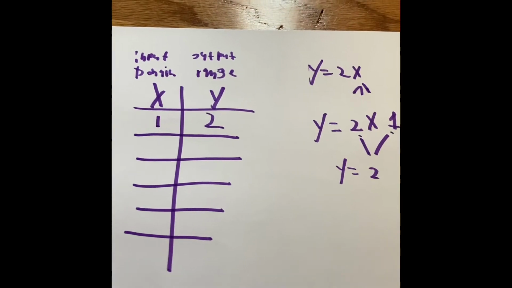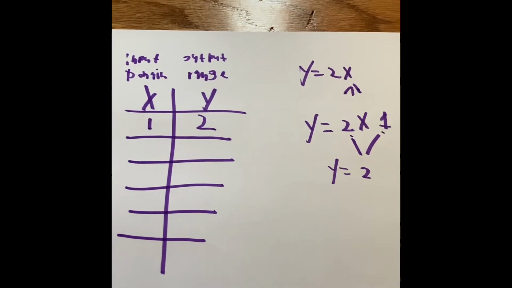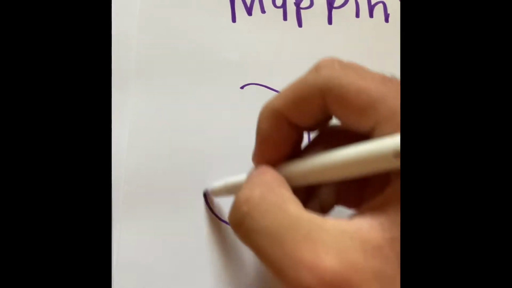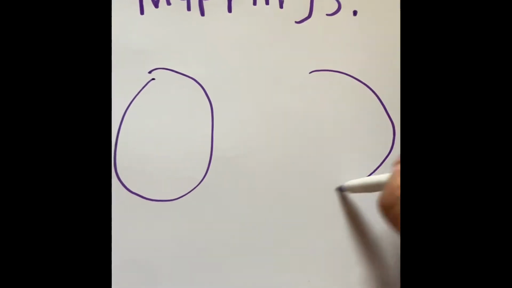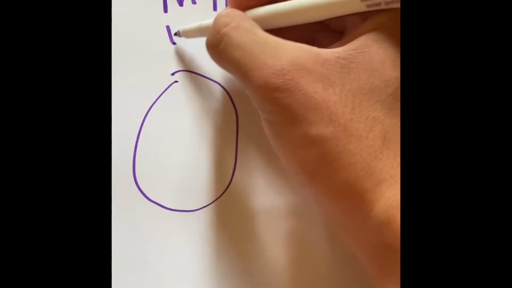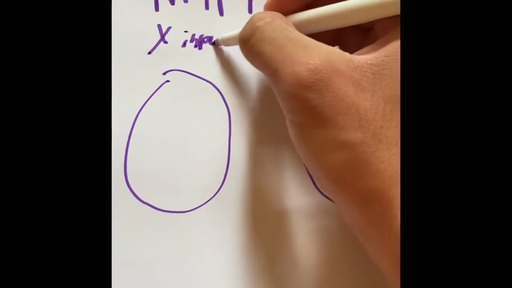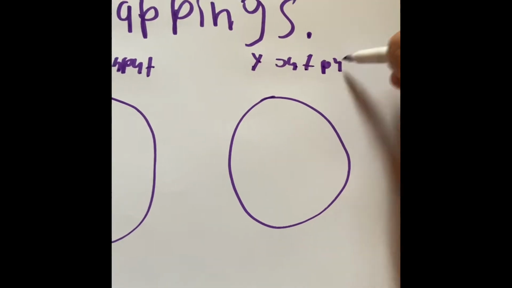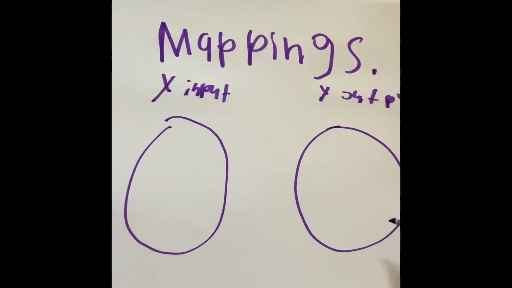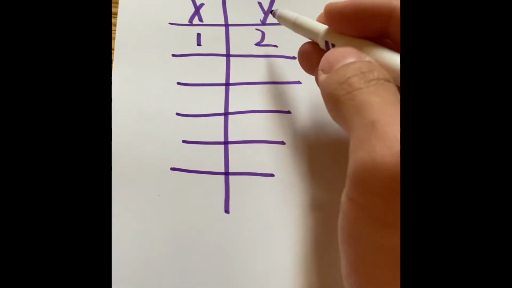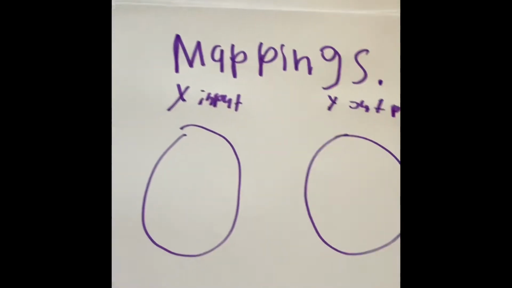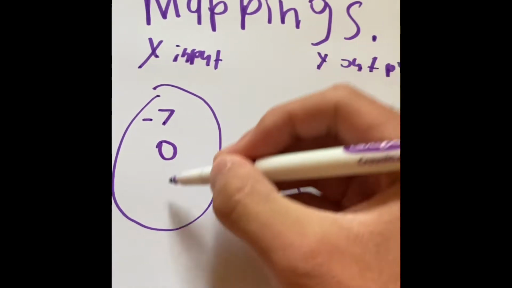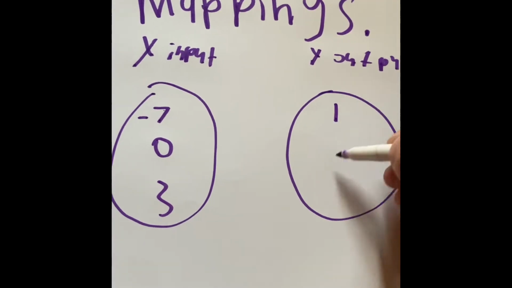Another example that looks like a ratio table is called mappings, and it involves circles that look like these. We have 2 circles, one that represents our x, or input, and the other one is y, which is our output. Mappings is sort of like a modified ratio table, but instead of having a table, we're going to draw arrows. So, we're going to put -7, 0, and 3 in, and 1 and 2.